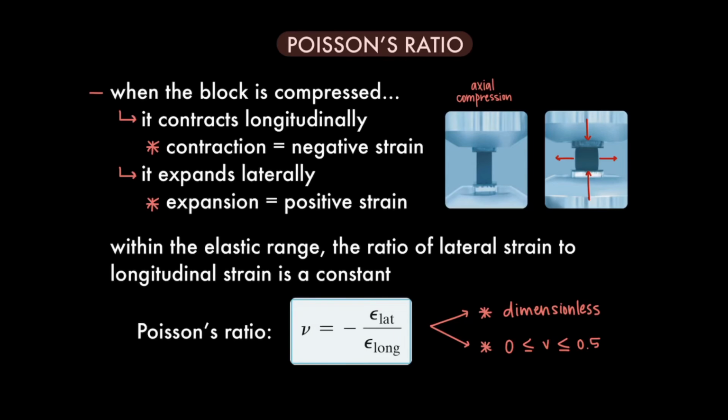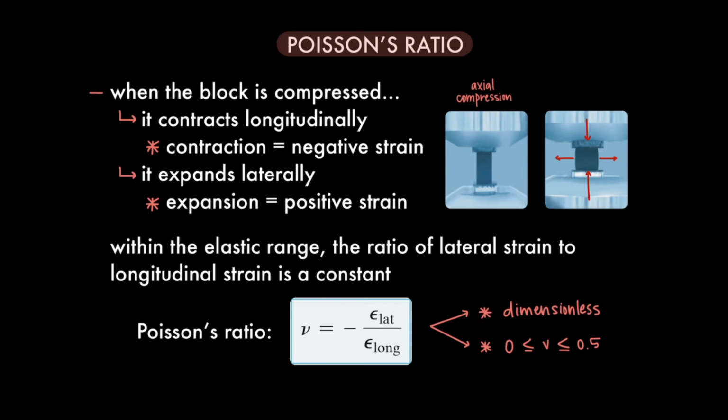Just two more key concepts to go. Now we'll review Poisson's ratio. Take a look at the image of the rubber block on the left. It's undergoing axial compression. After increasing the load, it'll look something like what you see in the image on the right. It contracts longitudinally and expands laterally. In other words, it undergoes negative strain in the vertical direction and positive strain in the horizontal direction.